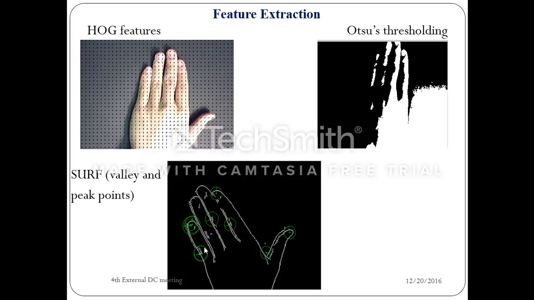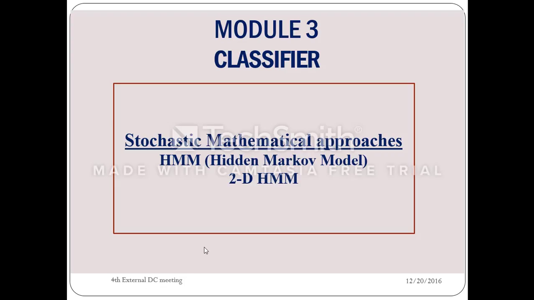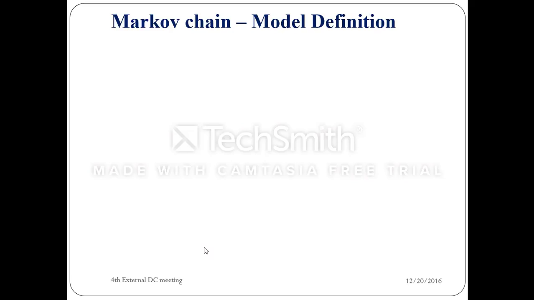For feature extraction, I told you about the HOG features and OTC features, the value and peak value. This is a form of implementation using our hand motions, with optimization of the HMM approach using the ABC algorithm. This is a model 3 classifier, a sophisticated mathematical approach: the hidden Markov model, HMM. So this is the Markov chain.